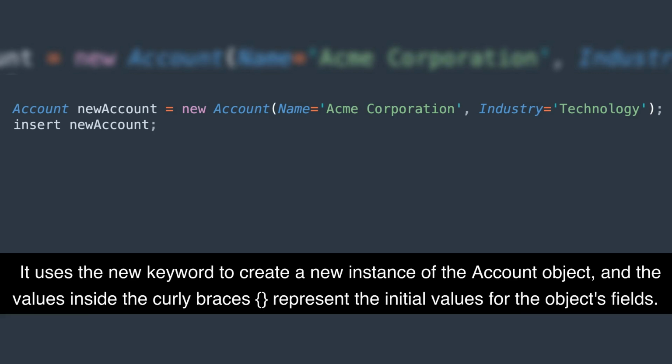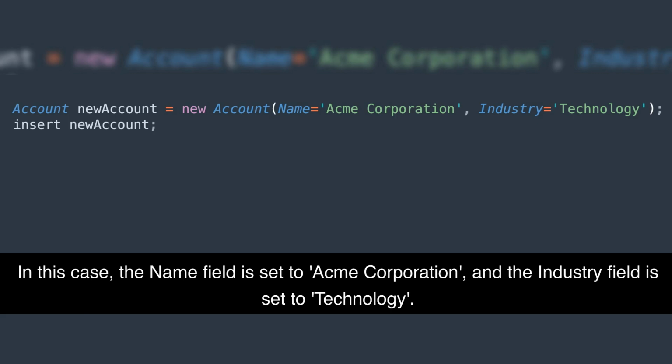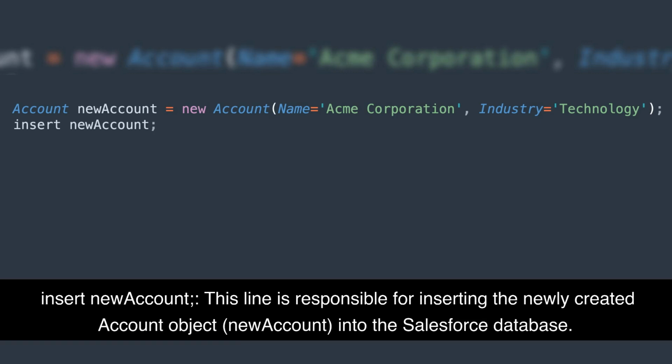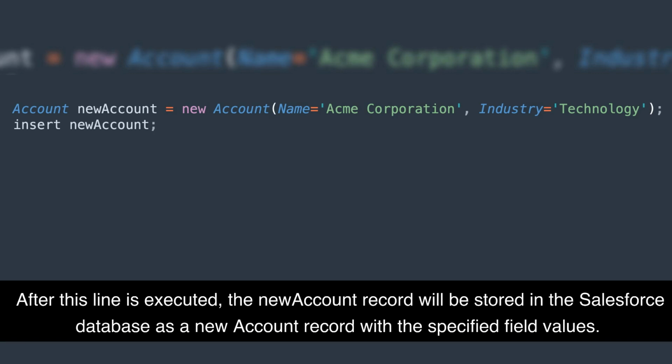It uses the new keyword to create a new instance of the Account object, and the values inside the parentheses represent the initial values for the object's fields. In this case, the Name field is set to Acme Corporation, and the Industry field is set to Technology. insert newAccount. This line is responsible for inserting the newly created Account object, newAccount, into the Salesforce database. After this line is executed, the new account record will be stored in the Salesforce database with the specified field values.